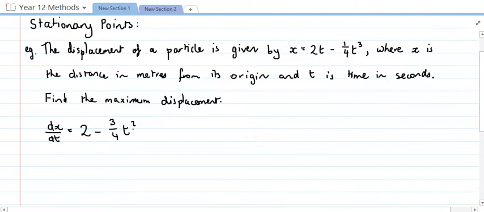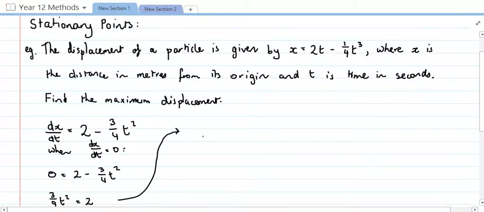So what I can do now is force this to equal 0. So when dx/dt equals 0, we get 0 equals 2 minus 3/4 of t squared, which we can then add 3/4 of t squared onto both sides. So 3/4 of t squared equals 2. And I'm just going to continue this up here.